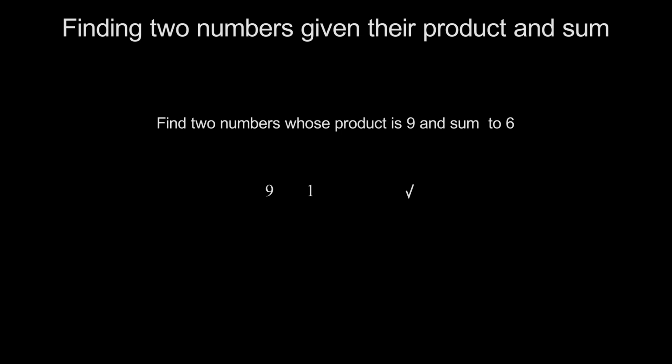For our next example, find two numbers whose product is 9 and sum to 6. 9 and 1 multiply to 9, but they don't sum to 6. 2 is not a factor of 9, but 3 is. 3 and 3 multiply to 9, and they sum to 6. So we have found the required numbers 3 and 3.